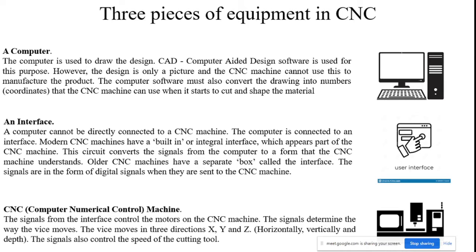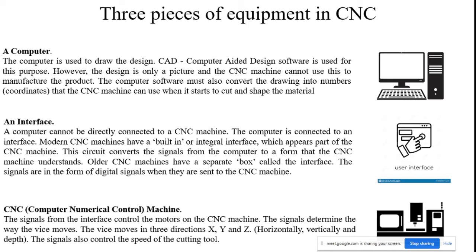The older CNC machines in previous days had a separate box called the interface. The signals are in the form of digital signals when they are sent to the CNC machine. In previous days, manufacturing industries utilized this kind of information for operating the machine, so every computer numerical control engineer or automation engineer should be aware of the computer and the interface between the computer and the machine.